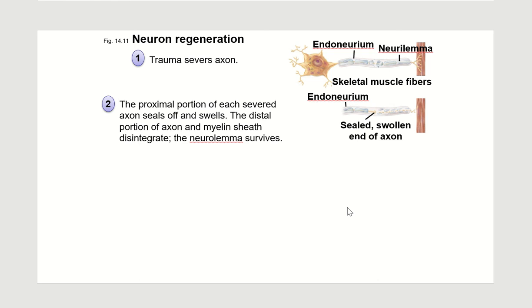All right, so what happens if you damage a neuron? A lot of neurons can actually regrow a portion of the axon if it is damaged. Now, this isn't always possible, and in some parts of the body it's not. We'll come back to that when we talk about the spinal cord. But basically what happens is if there's damage to the axon, then the proximal end, closer to the cell body, seals off and swells up. And then past that, the distal end of the axon and the myelin sheath, they both disintegrate.